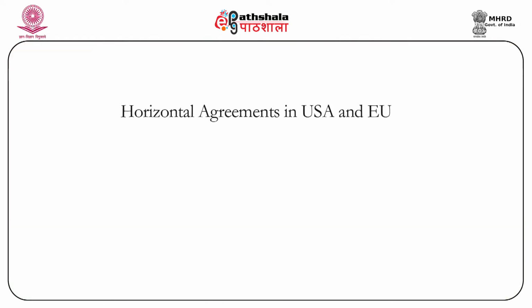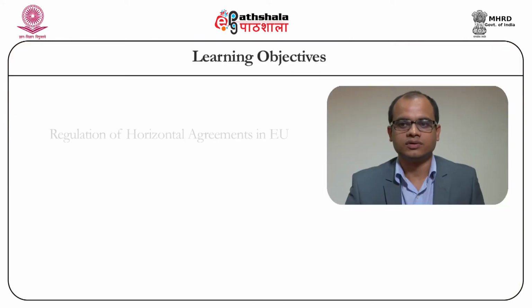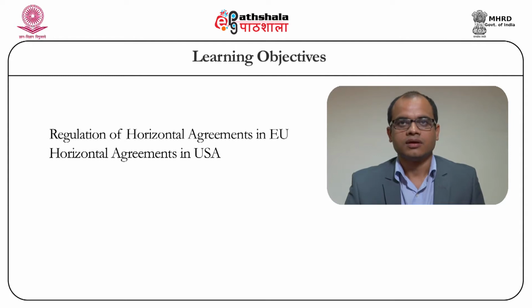Today I will be talking about module 13, which relates to horizontal agreements in the United States of America and the European Union. To give you an overview, this module will deal with the regulation of horizontal agreements in the EU and USA. The European Union and USA are mature jurisdictions which have good experience of dealing with anti-competitive agreements, and we can take very good learning principles from these mature jurisdictions and apply those principles in competition law in developing economies also.